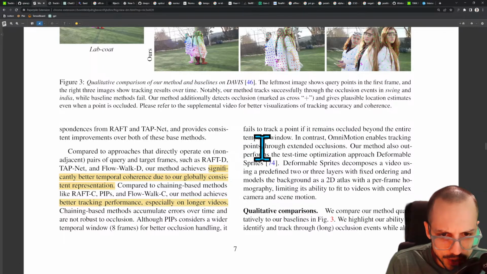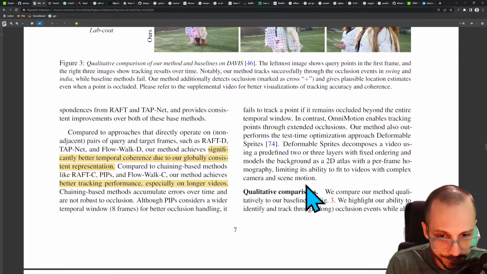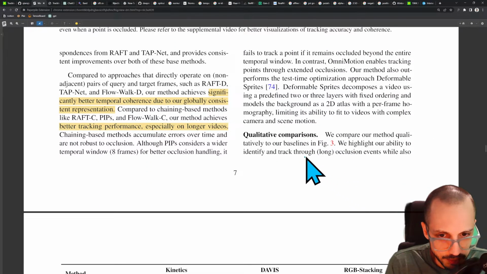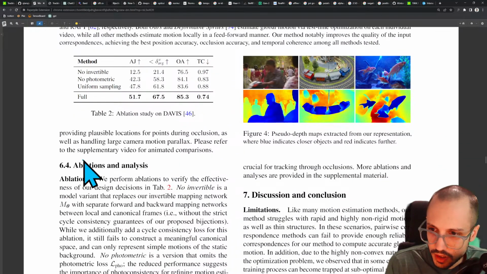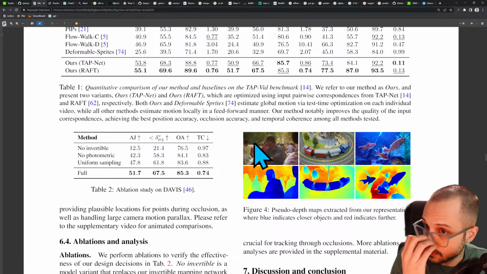OmniMotion enables tracking points through extended occlusions. Our method also outperforms the test time optimization approach of deformable sprites. We compare our method qualitatively. Providing all plausible locations, please refer to the supplementary video.